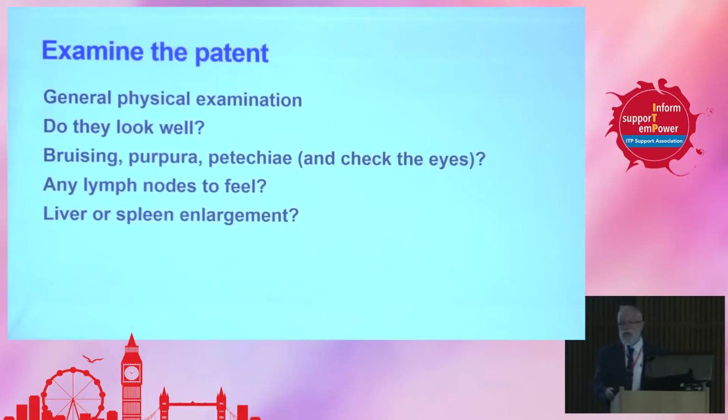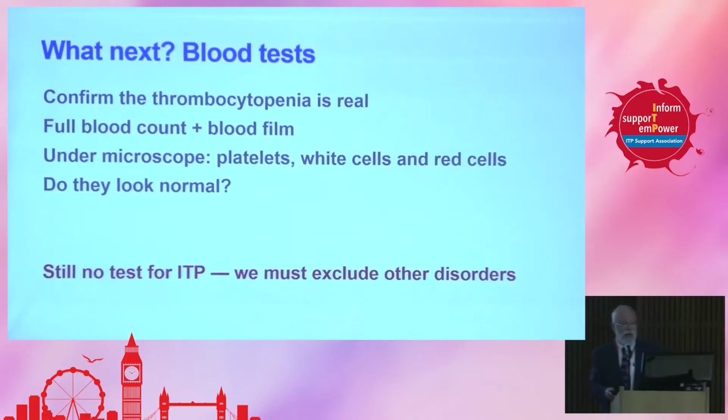Can we find any lymph nodes? Is there any evidence of a big liver or spleen? And then once we've done all this, we move on to some very basic, and I do mean basic, blood tests. The diagnosis of ITP is really not very sophisticated, and it hasn't changed greatly for 20 years, 30 years. We need to make sure that the low platelet count that maybe the GP has picked up is a real thing. We can't just go on one platelet count. We need to confirm that it is real. So we'll repeat the blood count.